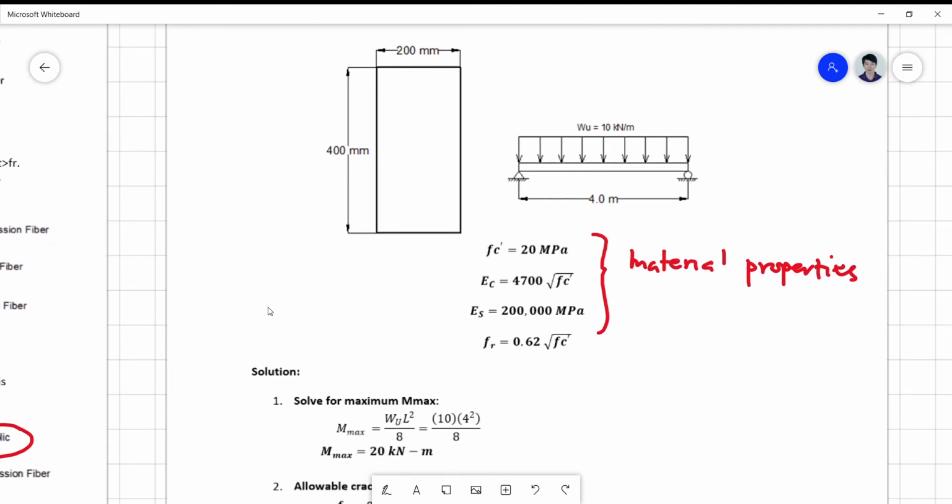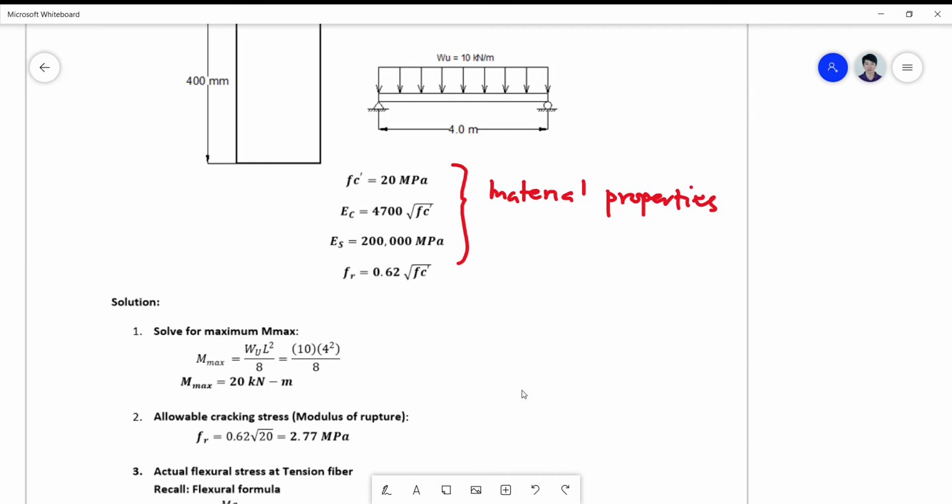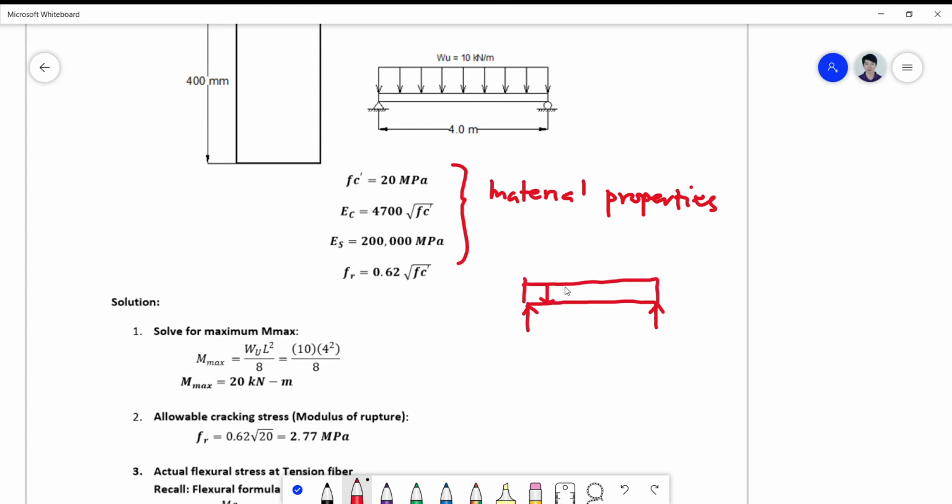So the first step is to solve for the maximum moment of the beam. Okay, so the maximum moment can be directly solved by using a formula, or you can solve it using the shear and moment diagram. Okay, so if I have here the beam, since this beam is only simply supported, I have a 10 kilonewton per meter load, 4 meter span. I can readily solve for the reactions.